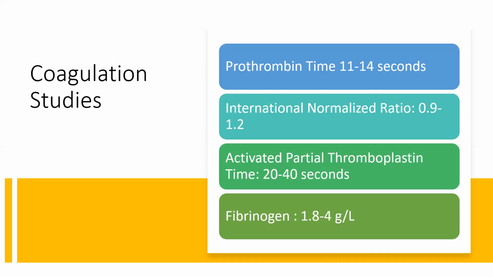So let's get started. Coagulation studies, our most common ones are prothrombin time, international normalized ratio, activated partial thromboplastin time, and fibrinogen. And again, remember that these values are just estimates. It depends on the lab that you're working in. It depends on the lab reference manual that you pick up. It really just depends, but these are rough estimates as to what we want these normals to be. So let's talk about these individually.